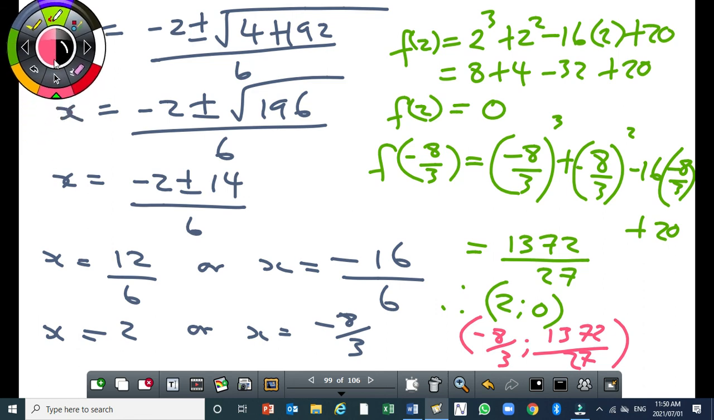All right, so let's move on to the last question. The last question is on concavity.